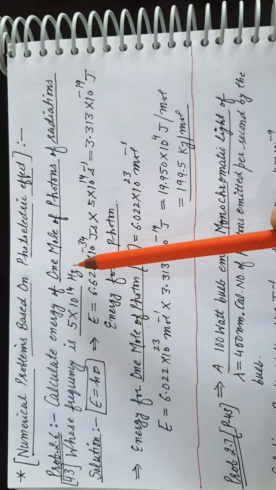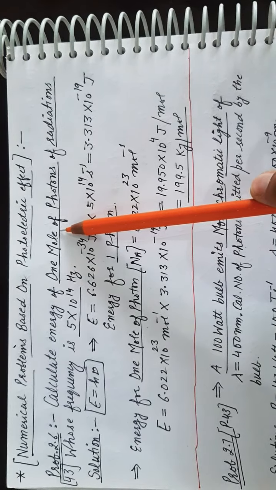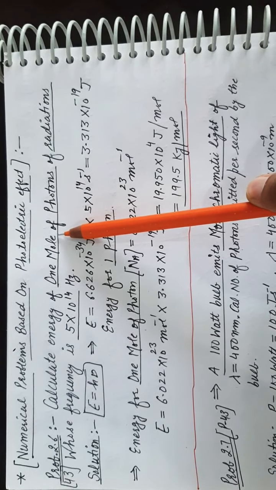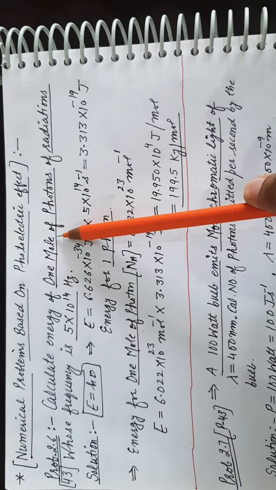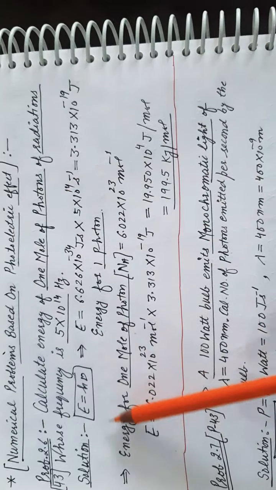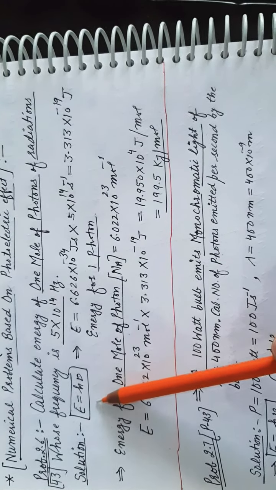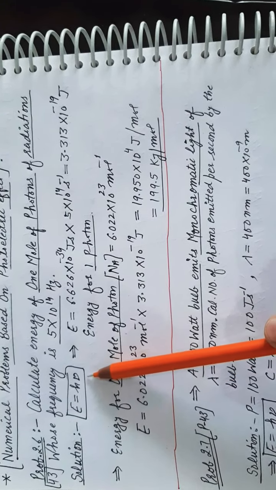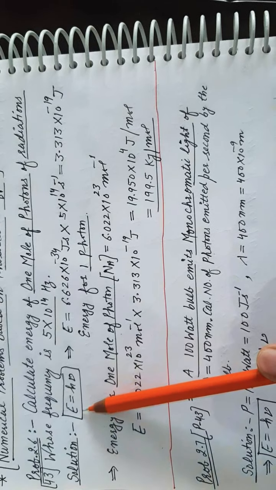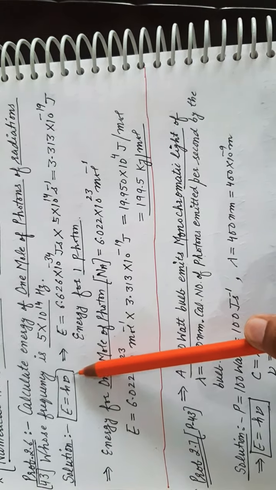So you have to calculate the energy for 1 mole, and 1 mole of any substance is equal to Avogadro's number, that is 6.022 into 10 raised to power 23 particles, and the particles in that case are photons. As we know very well, the formula for energy, if frequency is given, is E is equal to h nu, where E is the energy of radiation, h is Planck constant, and nu is the frequency of that radiation.